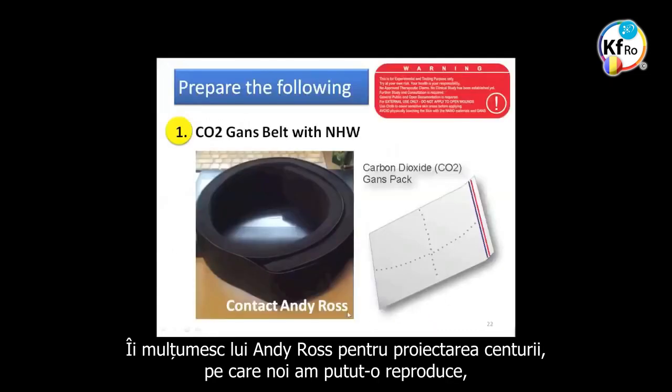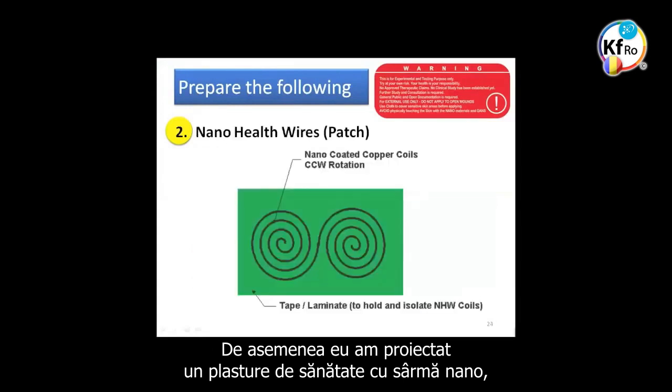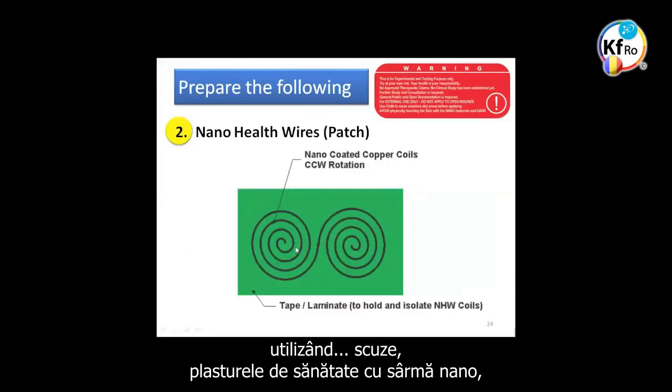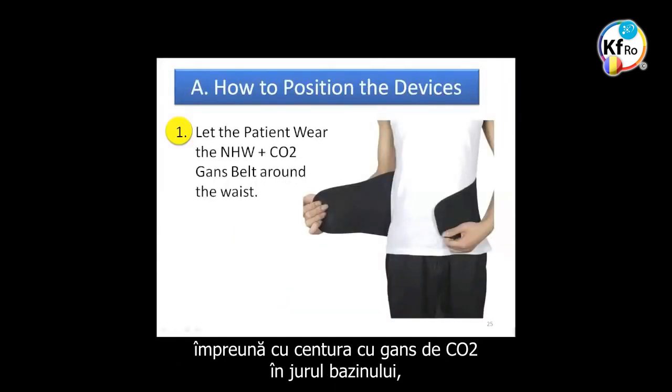Thank you to Andy Rose for the design of the belt. We're going to replicate this belt and put carbon dioxide patches around it together with the coils. I also designed a Nano Health wire patch, which will be used during the process. First, let the patient wear the Nano Health wire plus the CO2 guns belt around the waist area. The position is like this.